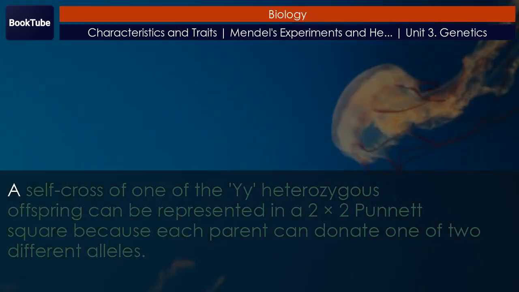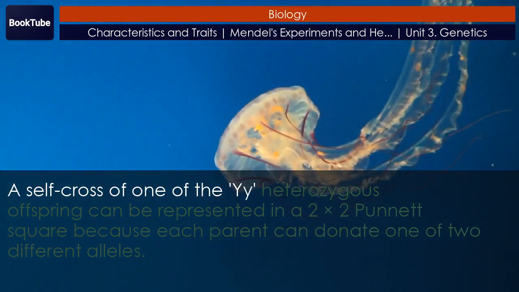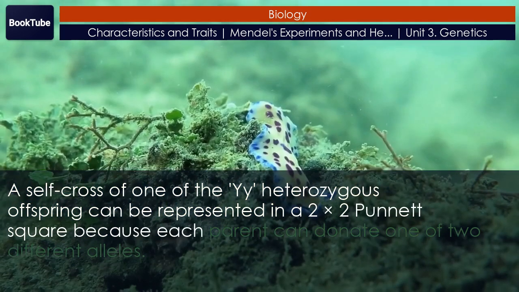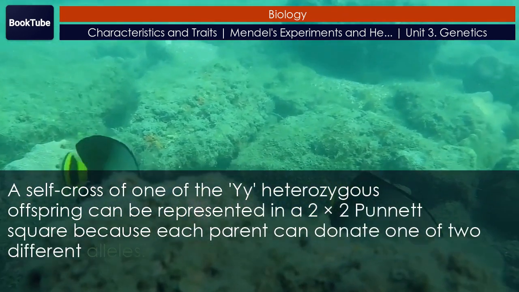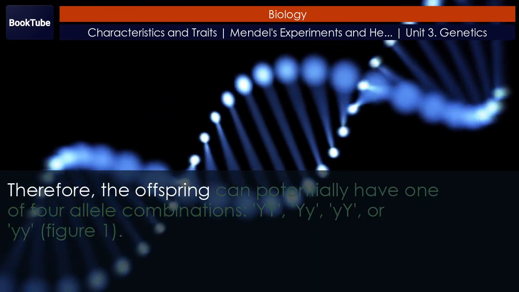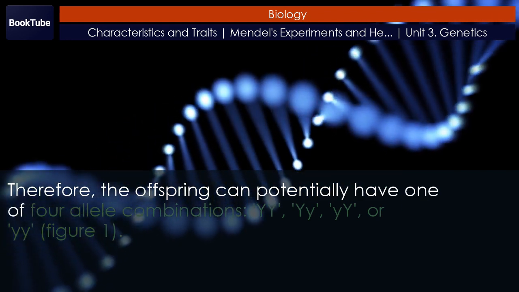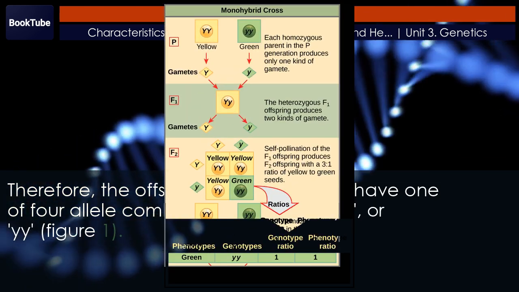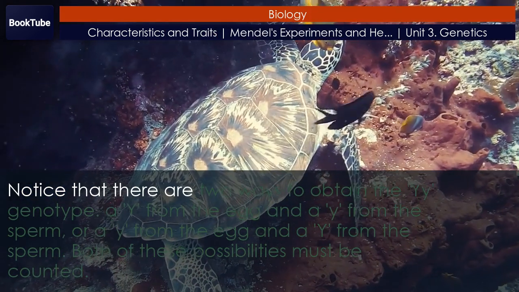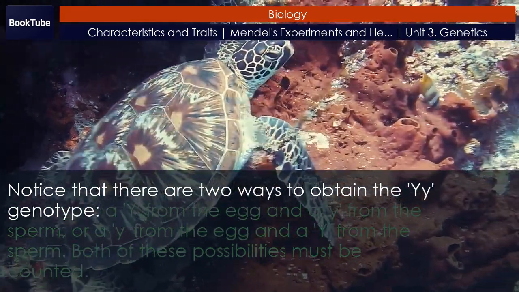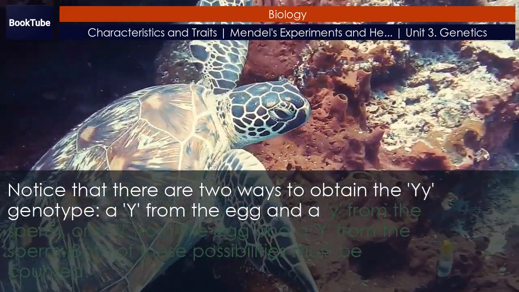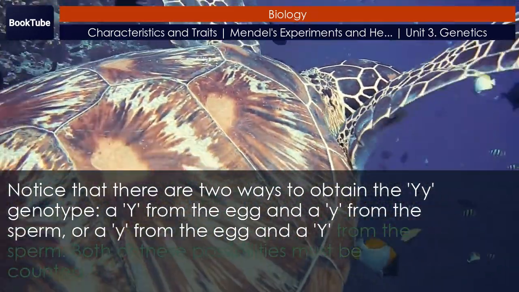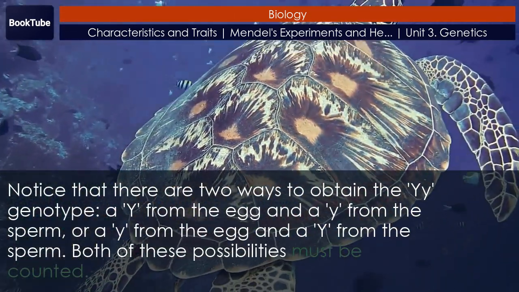Figure 1. A self-cross of one of the Yy heterozygous offspring can be represented in a 2x2 Punnett square, because each parent can donate one of 2 different alleles. Therefore, the offspring can potentially have one of 4 allele combinations: YY, Yy, yY, or yy. Figure 1. Notice that there are 2 ways to obtain the Yy genotype: a Y from the egg and a y from the sperm, or a y from the egg and a Y from the sperm. Both of these possibilities must be counted.